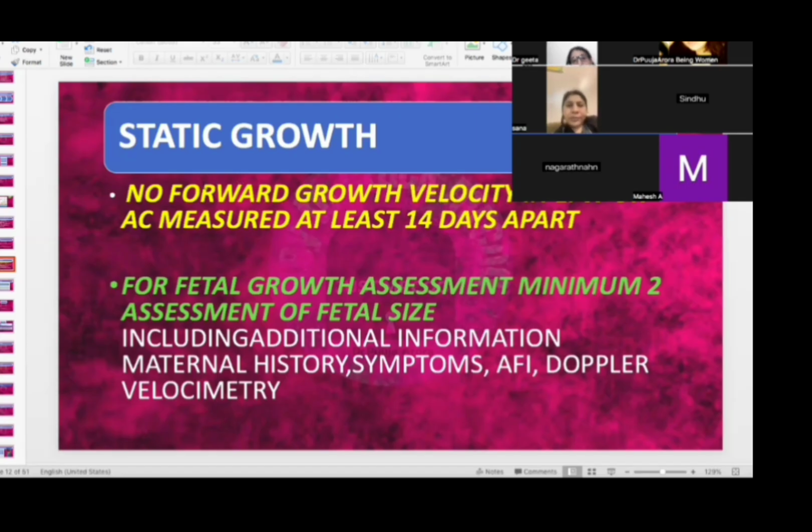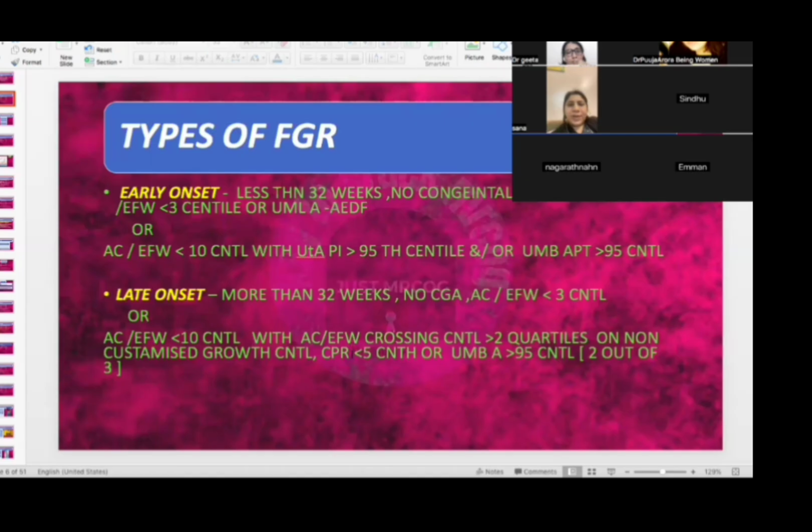So for fetal growth assessment, one has to have 2 assessments. That's common sense, right? And we also include additional information like maternal history, symptoms, AFI, and Doppler velocimetry. So this is how we differentiate static growth from FGR. In FGR, we also take certain parameters. As we have discussed, reduced growth is falling 50 centile or more than that, and static growth is when there is no forward growth and the interval is around 2 weeks. So I hope I'm now clear about early onset and late onset.